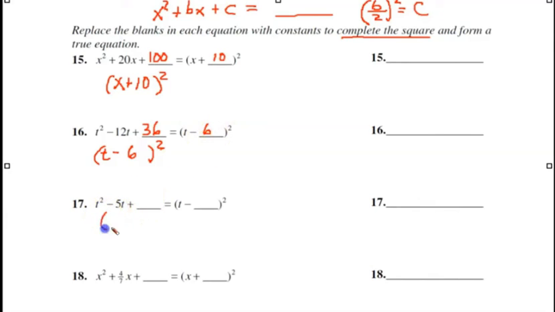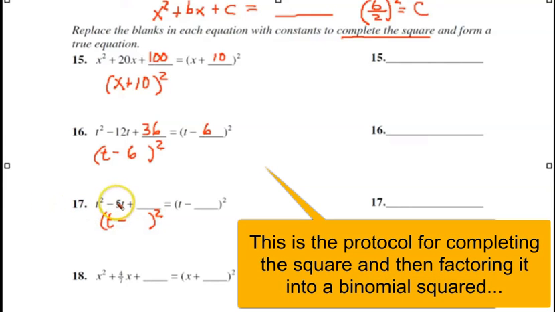And again, this technique, put that there. Now, t goes there, the minus sign goes there. What's half of 5? Well, just divided by 2. That's half of 5. Now, square this. Well, that becomes 25 fourths. This one's a little tricky, but not too bad.